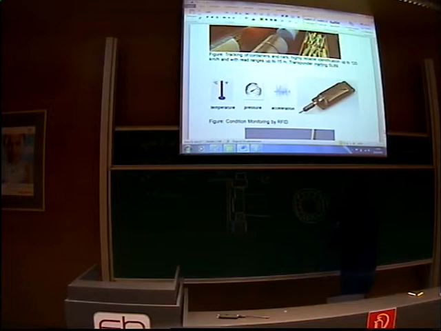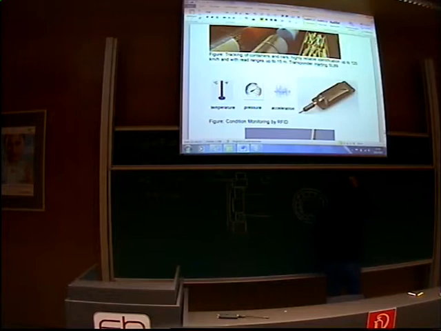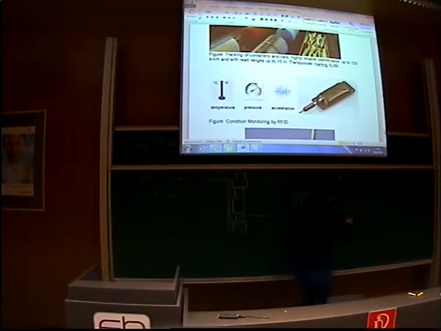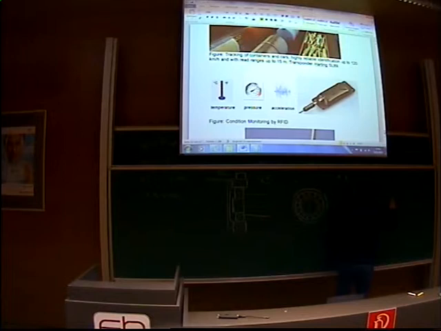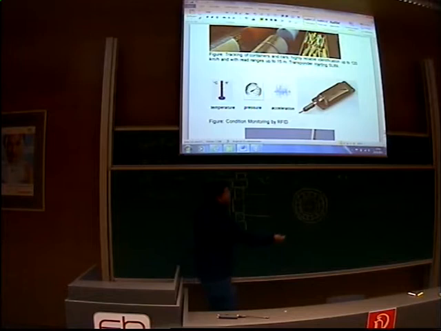How does it work? Usually, the ball bearing has a certain eigenfrequency. We measure the acceleration versus the time, and a good ball bearing, let me say, sounds like this. It has a particular eigenfrequency that comes from the stiffness and the mass distribution of this bearing.